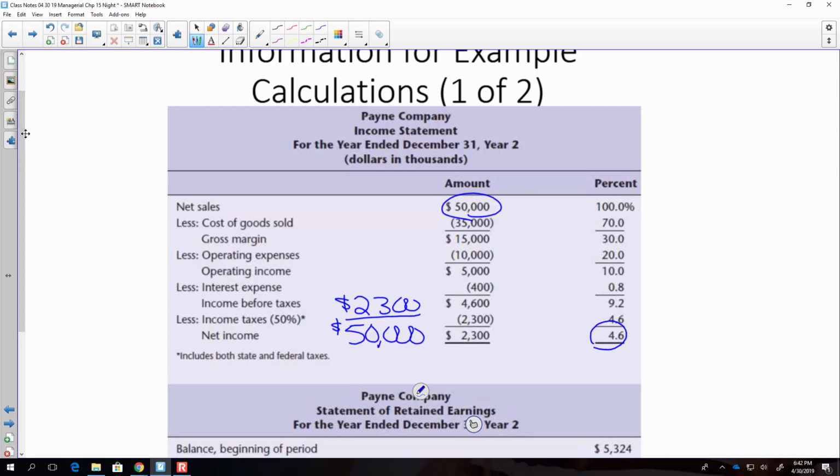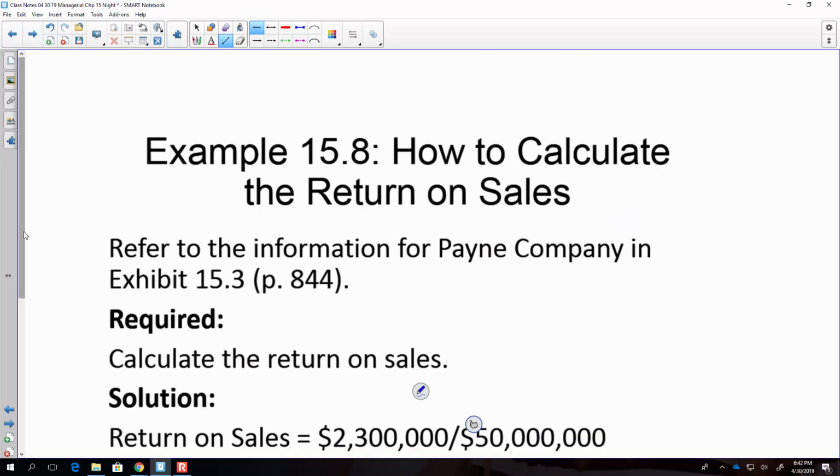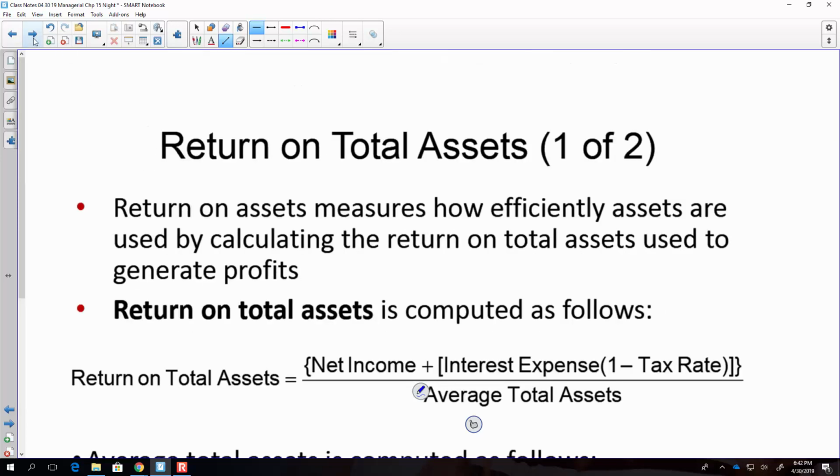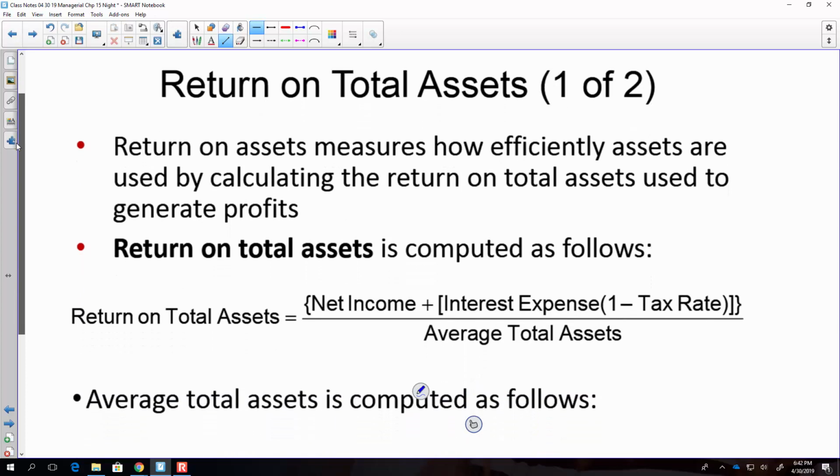Example 8 shows us that computation. This is in thousands, by the way, so there'd be three more zeros here. So example 8 then shows us this computation. 4.6 cents is the return on sales. Another very important ratio is the return on total assets.